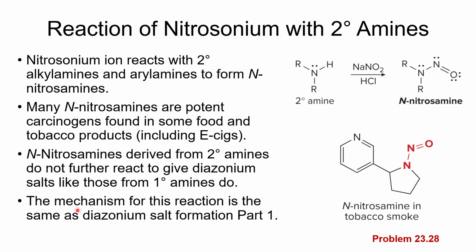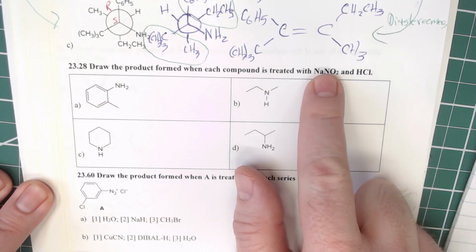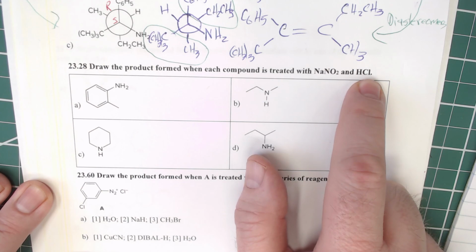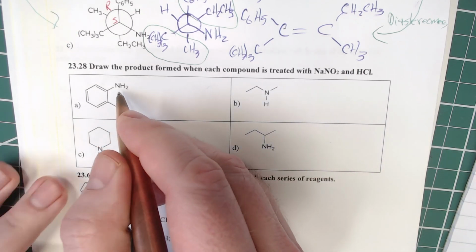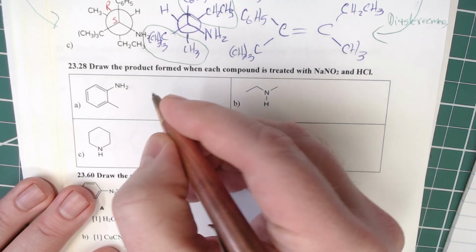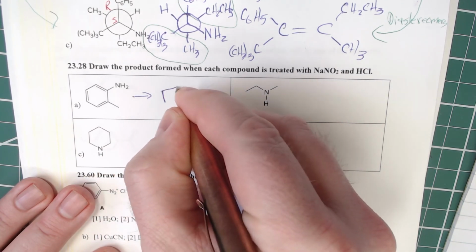So we're going to look at number 28 on our in-class assignment and see what we form under these conditions. So draw the product that is formed when each compound is treated with our sodium nitrite and HCl. If we have a primary amine, we're going to form a diazonium salt. If we have a secondary amine, we're going to form an N-nitrosamine. So in this case, this is a primary amine. It's an aryl amine. So when we do our reaction, we're going to form a diazonium salt.